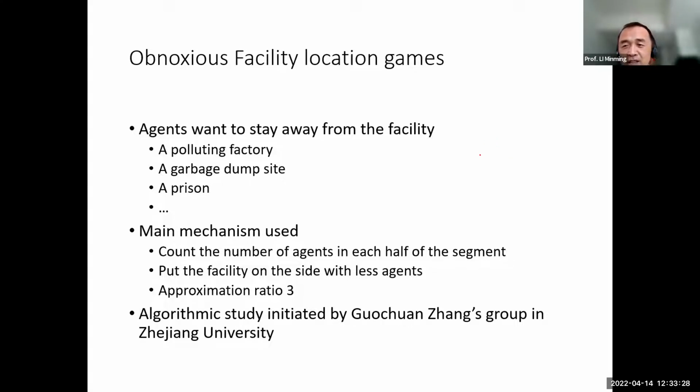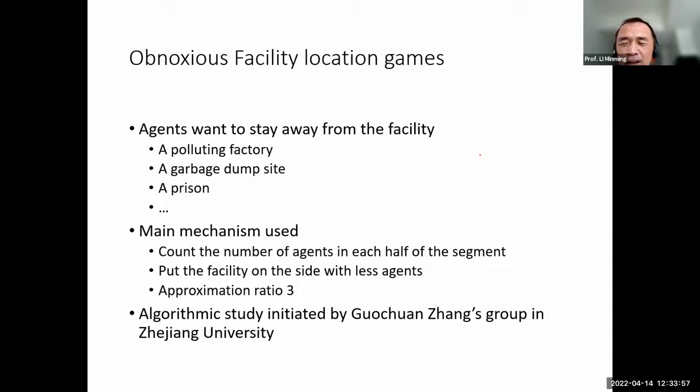Okay. Now these facilities, people want to avoid them. Sometimes they also need to use them, but they want their houses to be away from these facilities. Then this model, algorithmically, was studied by Guochen Zhang's group in Zhejiang University, and they proposed the following mechanism. They say, okay, let's vote.